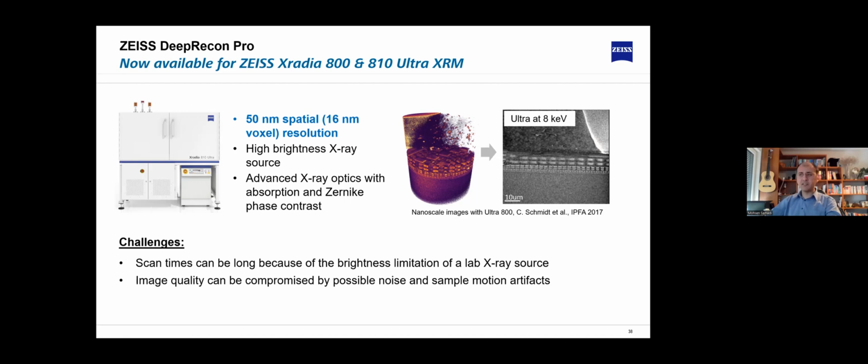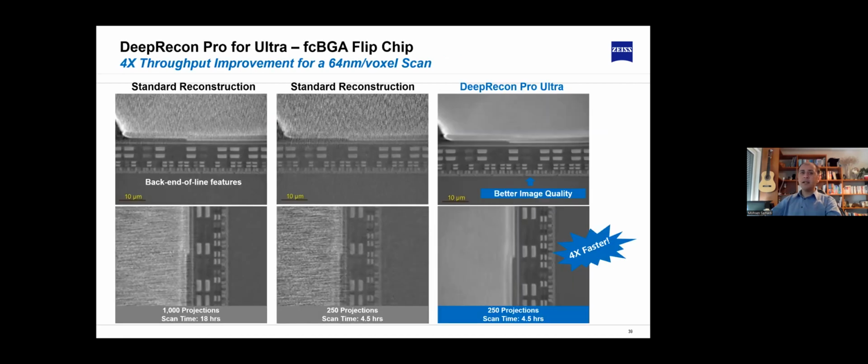Then there will be some challenges probably with the noise level and so on. And that's why the advanced reconstruction toolbox will help here to reduce the scan time while improving the image quality. As an example here, 1000 projections in this case took 18 hours. However, cutting 75% of the projections, it's possible to have some results in 4.5 hours with the standard reconstruction, pretty much noisy.